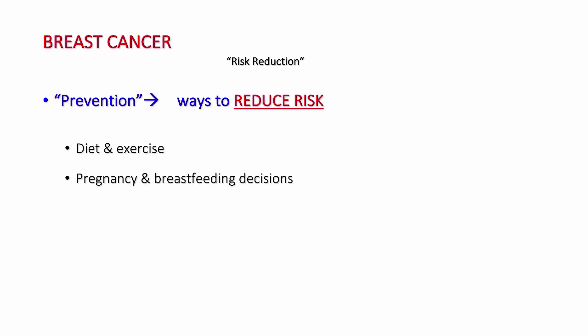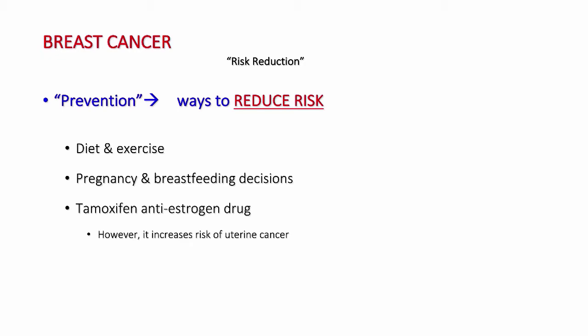Diet and exercise, decisions made about pregnancy and nursing, and tamoxifen. Individuals in families with a strong family history of breast cancer may want to take this drug. It does increase the risk of uterine cancer, but for some women, especially if they've had hysterectomies, taking tamoxifen can help reduce the risk of developing breast cancer.